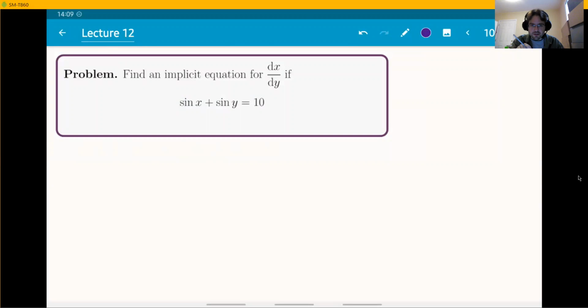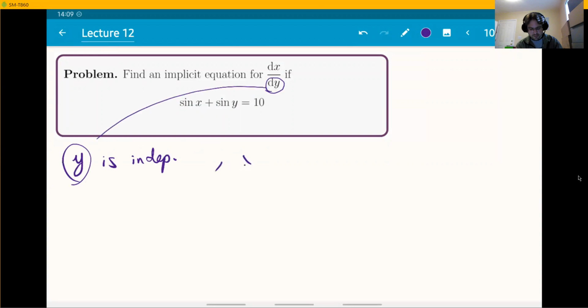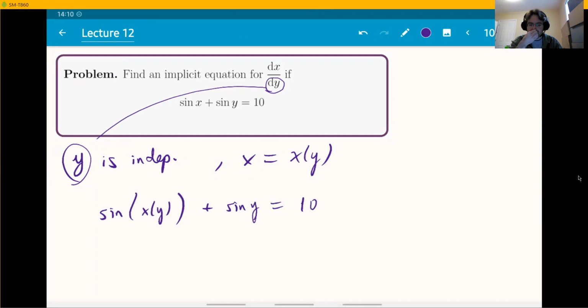Usually y is a function of x. In this case, x is a function of y. y is independent because it is a derivative with respect to y. And x is a function of y. You can say like this, x is equal to x of y. That's a way to write that. So when you rewrite your equation, it is like this: sine of x of y plus sine of y equals 10. You want to find derivatives of this equation with respect to y.